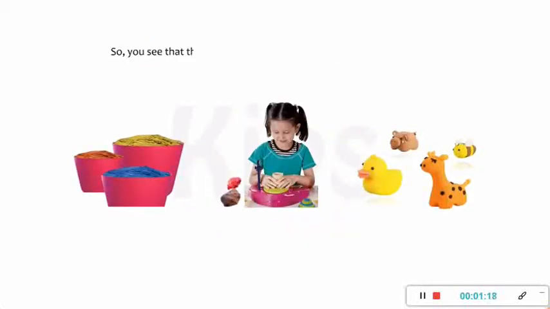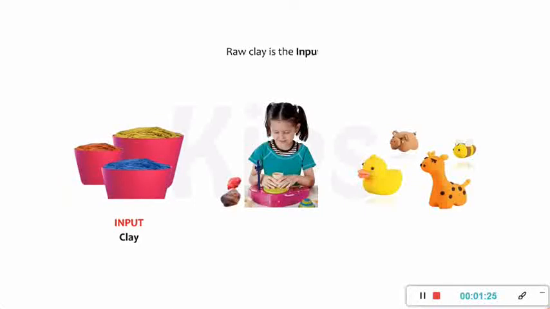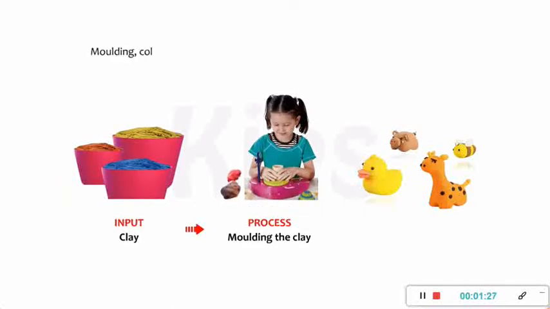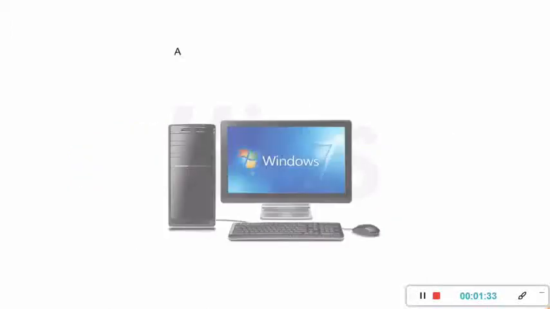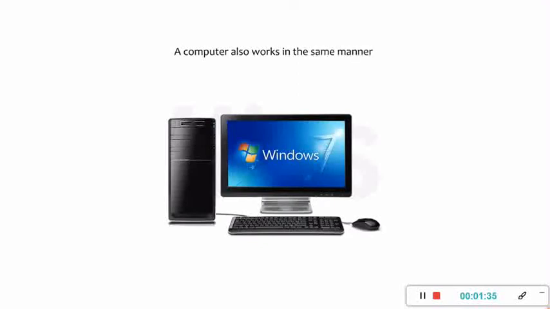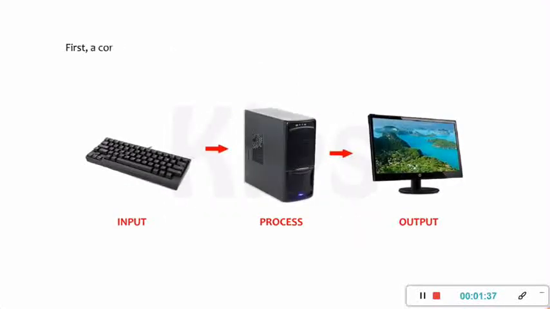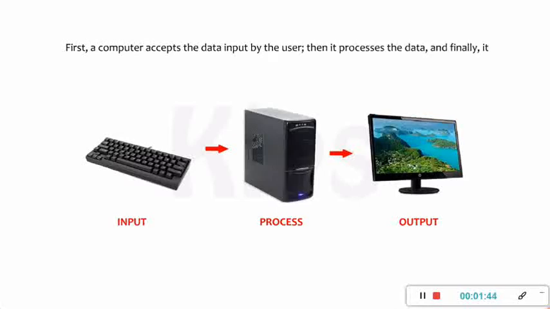So you see that the formation of a toy is divided into 3 major steps. Raw clay is the input. Molding the clay and drying is processing, and clay toy is the output. A computer also works in the same manner. First, a computer accepts the data from the user and then processes the data, and finally it gives you the output.